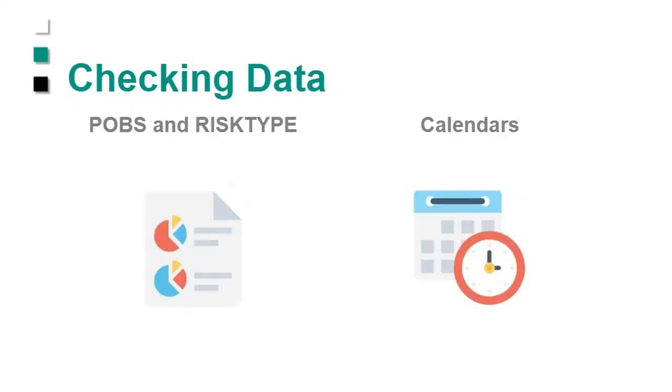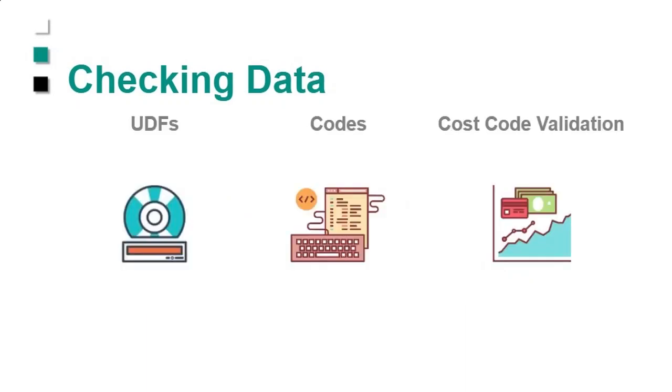It will also clean up some of the pesky things that we've had over the last few years, with POBS tables being massive, risk types being massive. So it will take care of those things. And you can also validate things like calendars. I mentioned UDFs and codes.